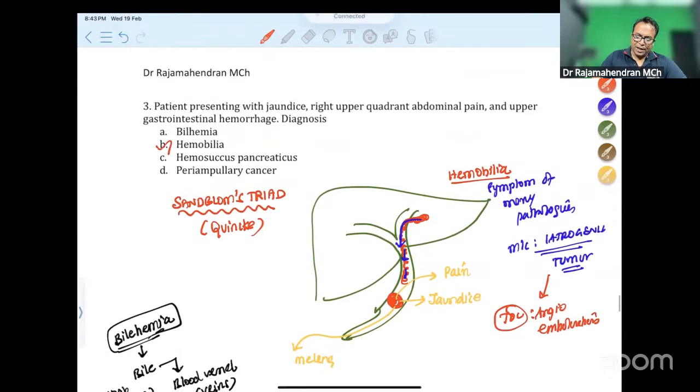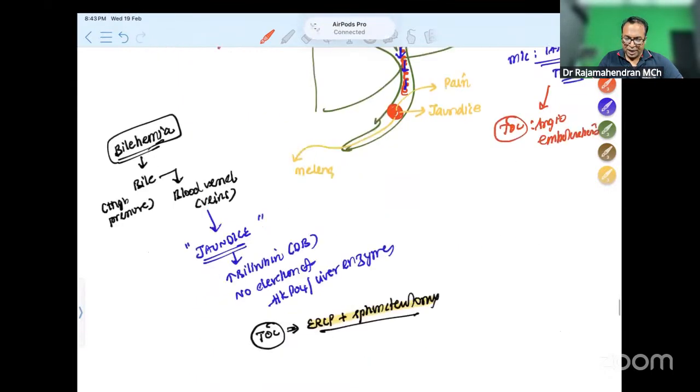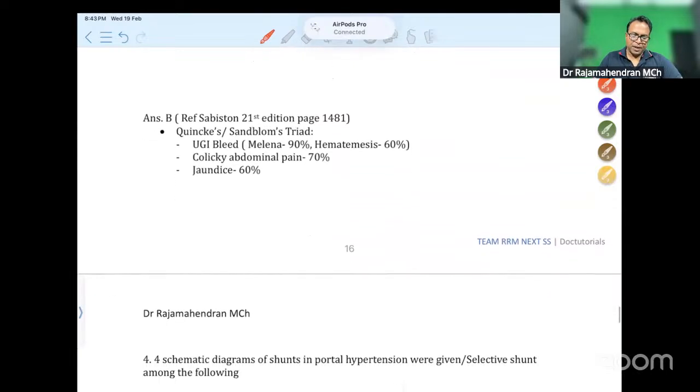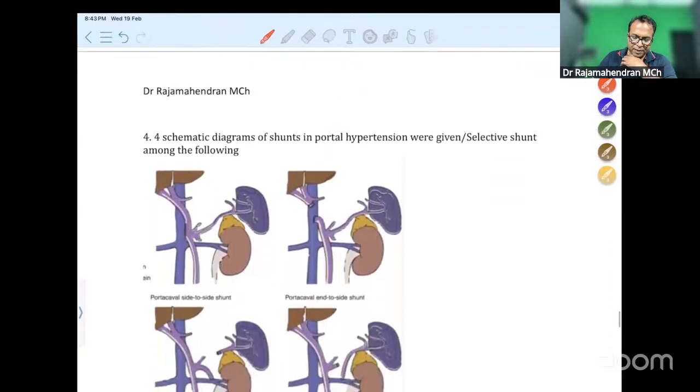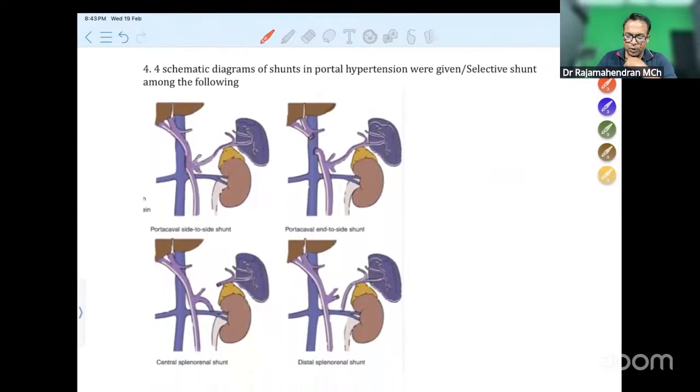So the symptom shown here is Quincke's triad or Sandblom's triad. It is from Sebastian. So upper GI bleed, colicky pain, and jaundice. It is a typical Quincke's or Sandblom's triad. So definitely you will get a question from shunt. I don't think this is a class to discuss detailed shunt discussion. So you all have the app. Go through the app, DocTutorials app, and see the shunt operation discussion.